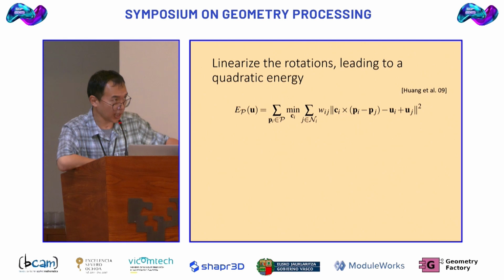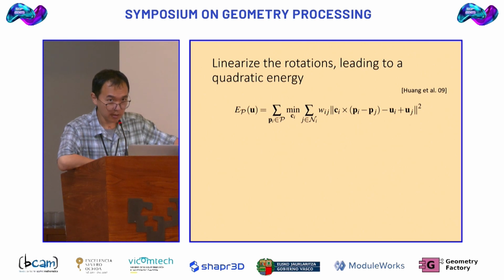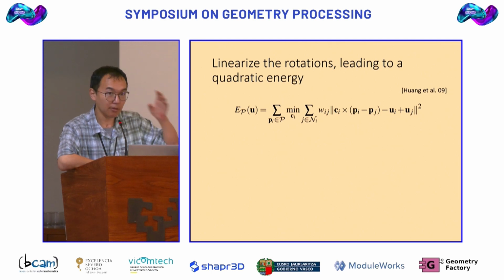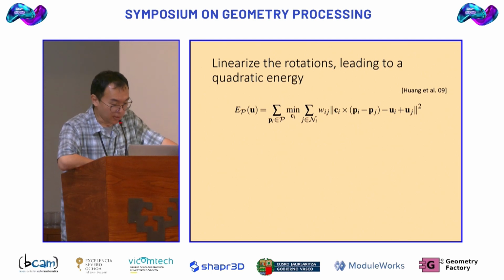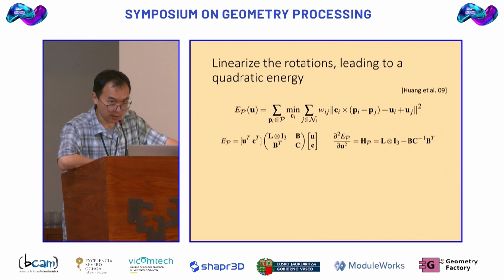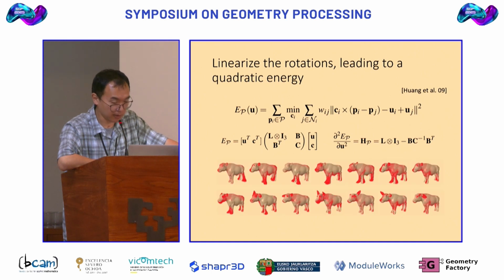The idea here is that you can linearize the rotation, because locally, rotation is close to the identity matrix. If we do that, we have a closed form expression. You have a quadratic energy. In that paper, I used this quadratic form to do shape segmentation.